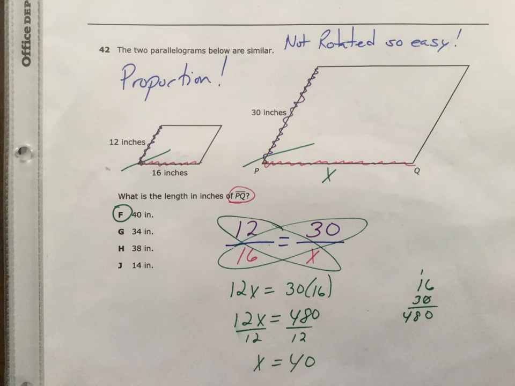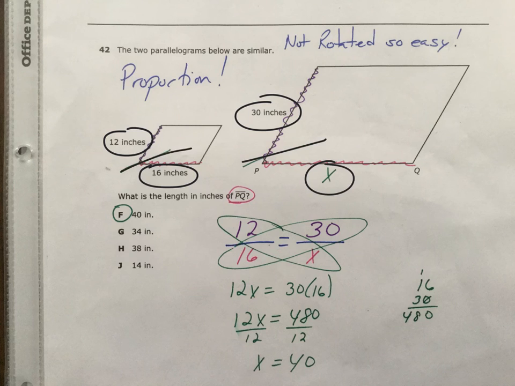Awesome. Similar figures, and here's the example you look at. It's not rotated, so it's easy. You have your two numbers, and you have your proportion right there. 12 over 16, 30 over x. Cross multiply and solve.